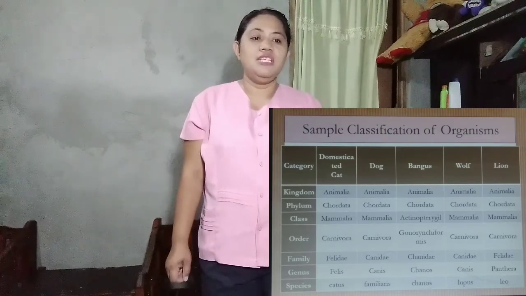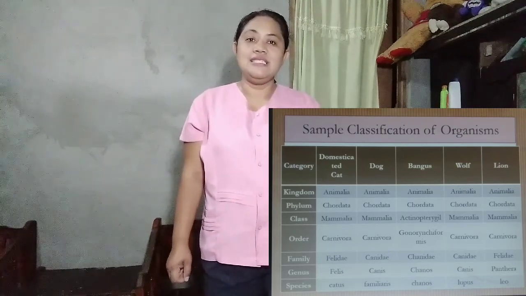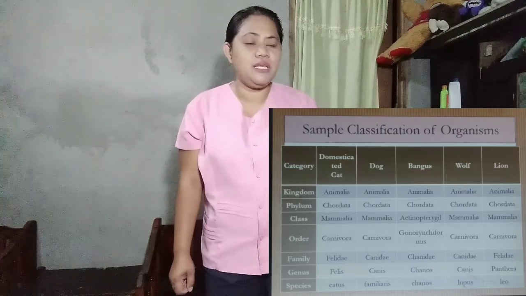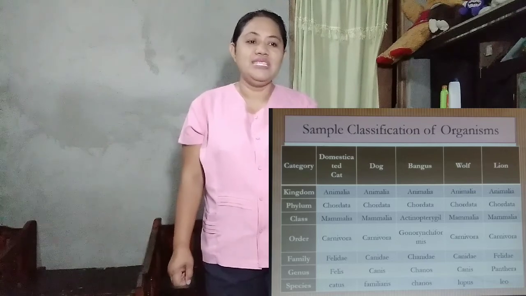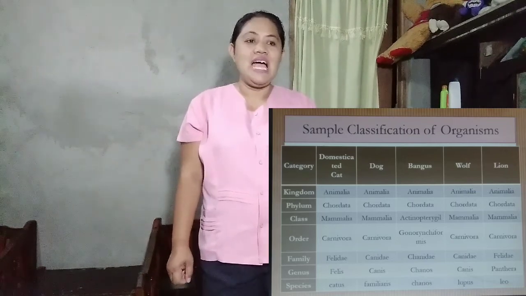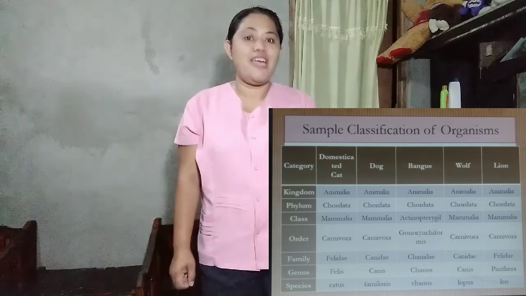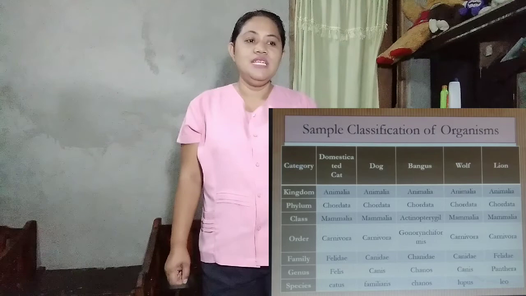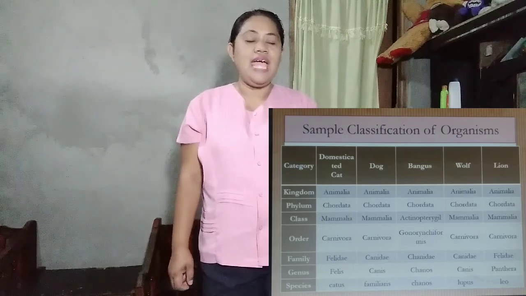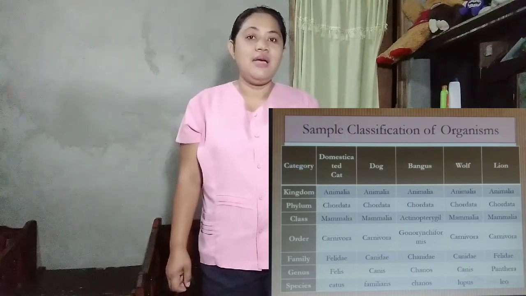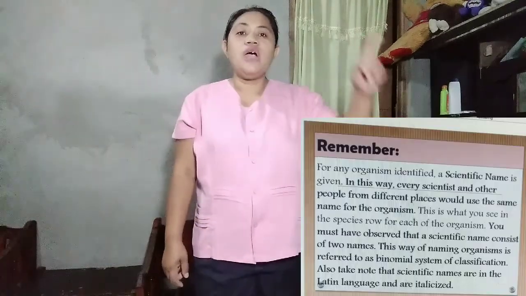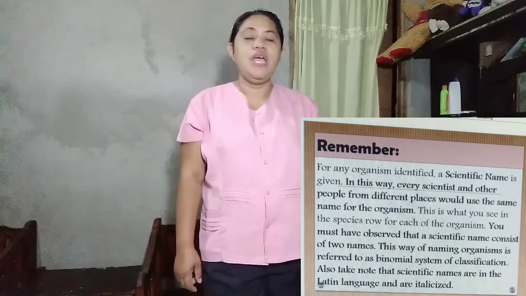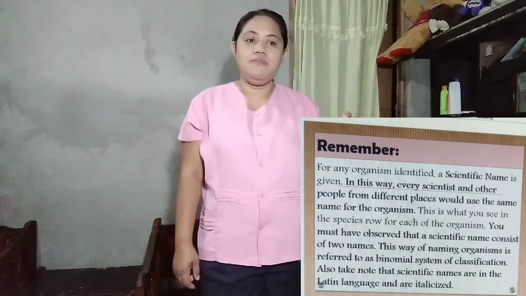How about dog? The genus is Canis. The species is familiaris. So what is the scientific name of dog? Very good. Canis familiaris. How about bangus? Very good, Chanos chanos. How about wolf? Canis lupus. And the last one is lion, Panthera leo. So you have to remember, for any identified organism, a scientific name is given.